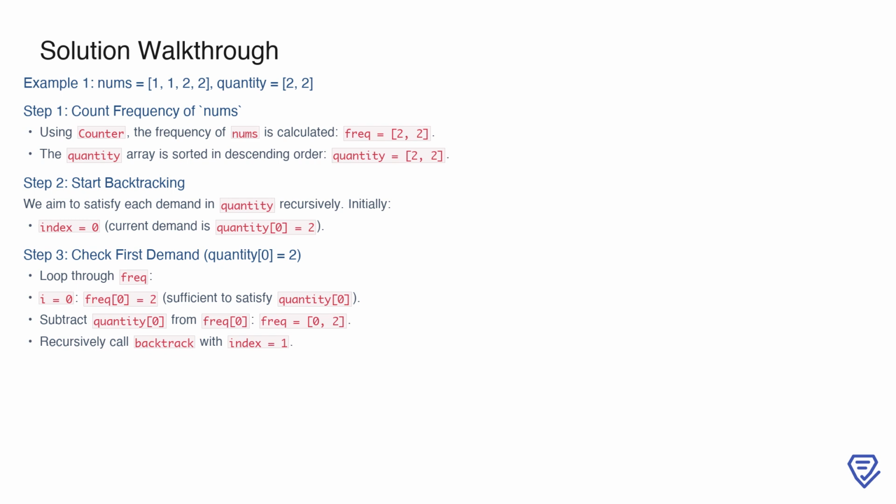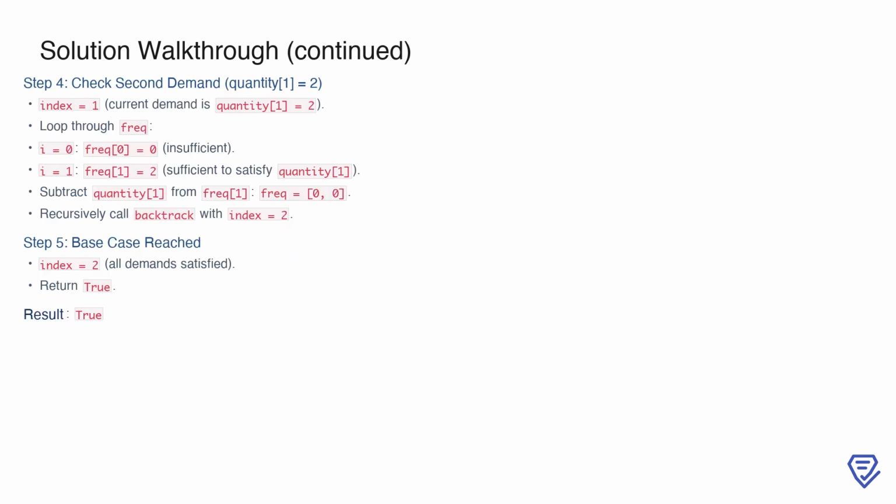At i equals 0, frequency[0] equals 2, which is sufficient. We subtract quantity[0] from frequency[0], leaving frequency as [0, 2], and make a recursive call to backtrack at the next index, index equals 1. At index equals 1, we now focus on the second demand, quantity[1] equals 2. Again, we loop through frequency to find a value that can meet this demand. At i equals 0, frequency[0] equals 0, which is insufficient. However, at i equals 1, frequency[1] equals 2, which is sufficient.